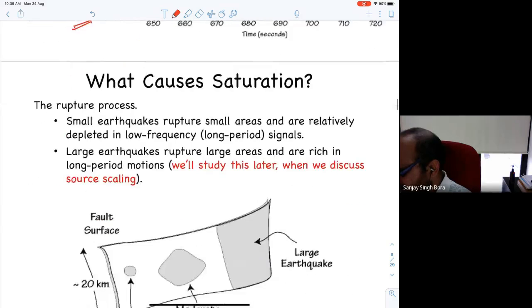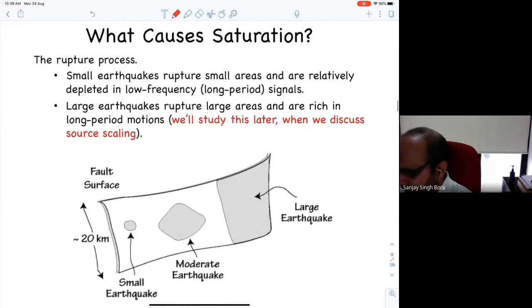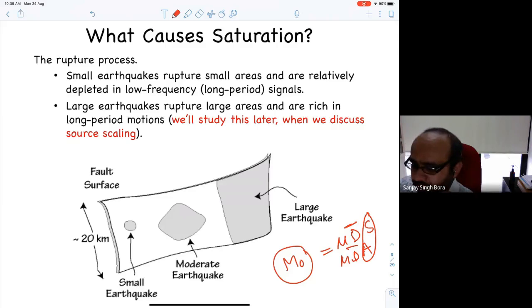So why do they underestimate? What causes the saturation? The important thing, as I said, is that M0 is the true measure of an earthquake size, because it is mu d s or mu dA, where s is the area. This is essentially the same thing, area, because it tells you how much moment has been generated there. And we will see that this moment is actually related to the energy also. How we will see this, I will show it later. So the moment is essentially telling you the actual size of an earthquake.